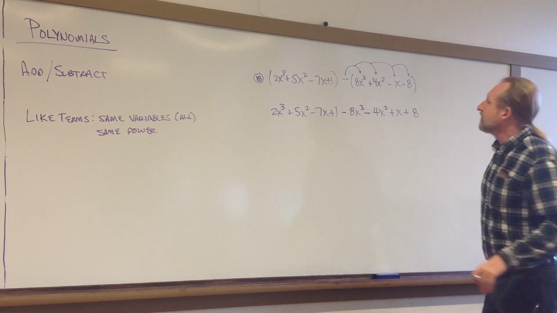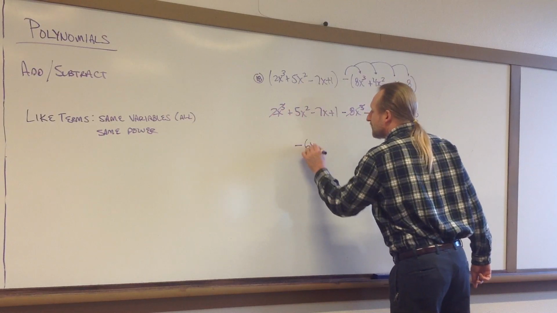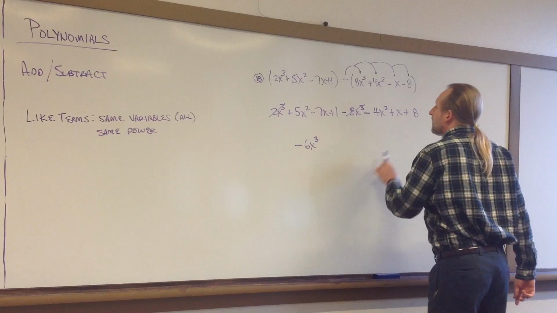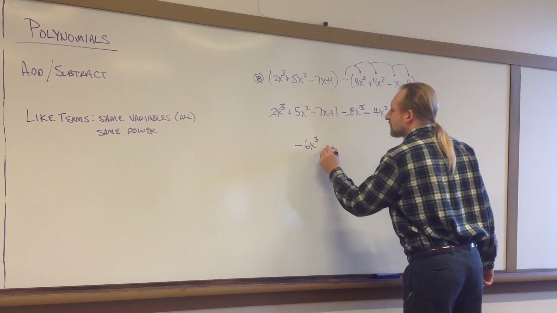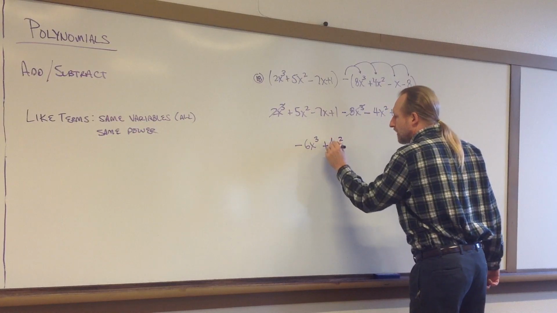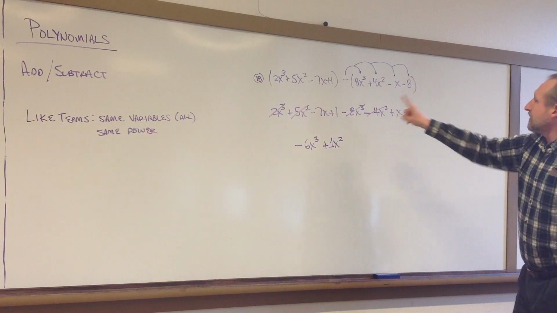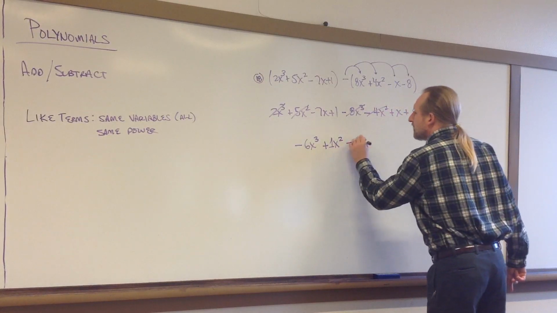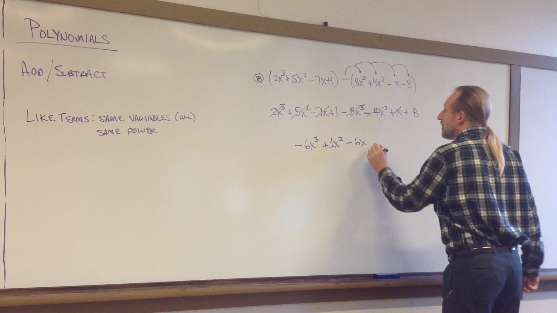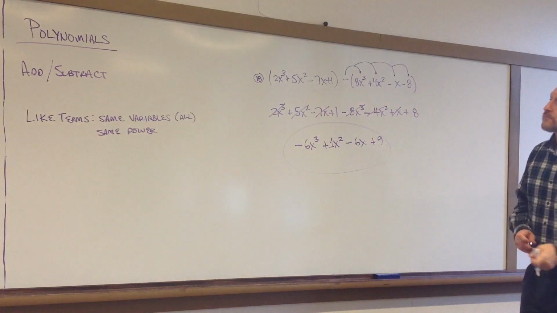All right, now that we've got that, there's our x cubed, so that'll make negative 6x to the third. Then you've got 5x squared minus 4x squared, so that'll be positive 1x squared. You can put the 1 there if you want to, it won't make it wrong. Negative 7x, positive 1x, that makes negative 6x. And then plus 1 and plus 8 makes plus 9.